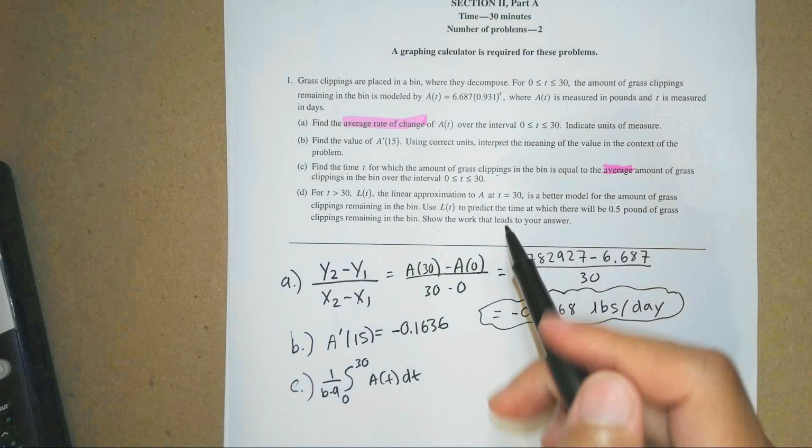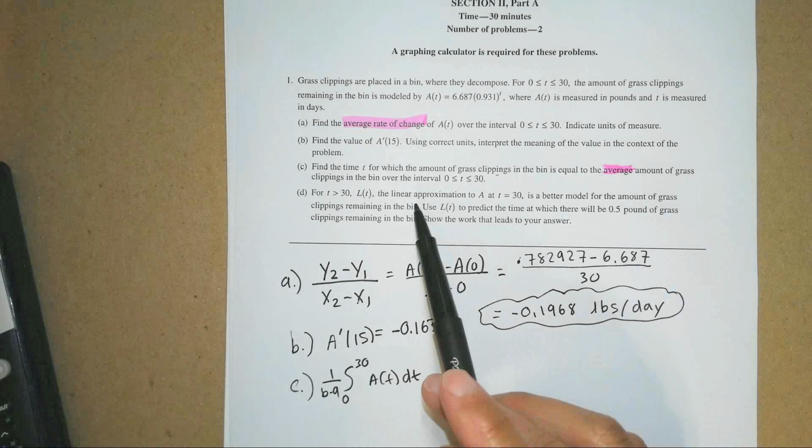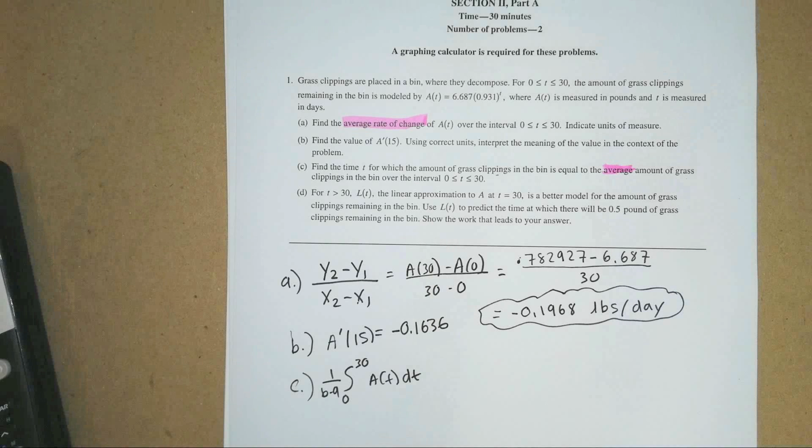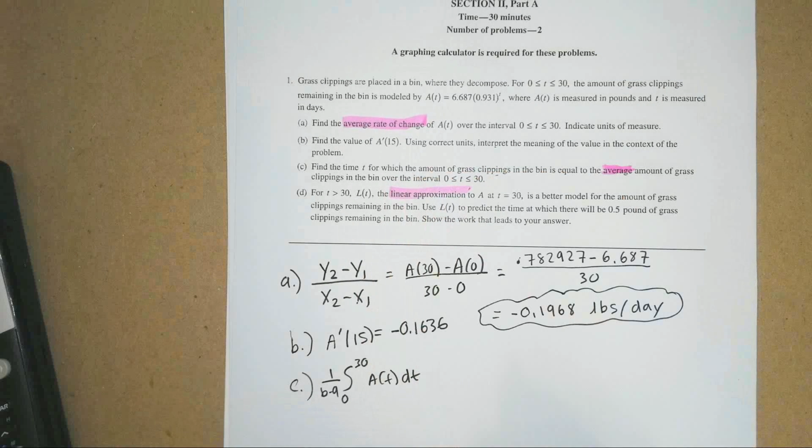So we have to kind of understand this question. This is a two-part question. It wants us to find a linear approximation, and then we have to sit there and go, well, what is linear approximation? How do we even find that? Linear approximation is the same exact thing as a tangent line.